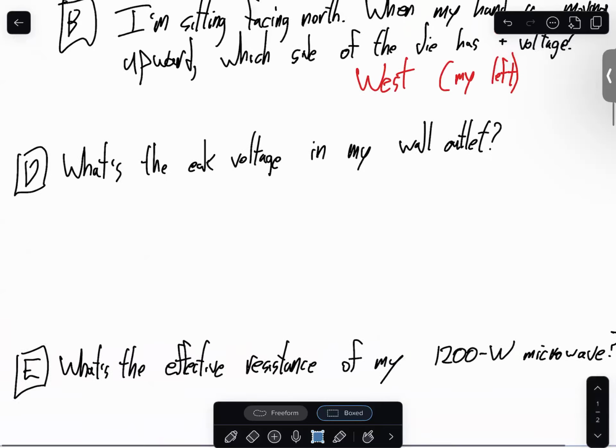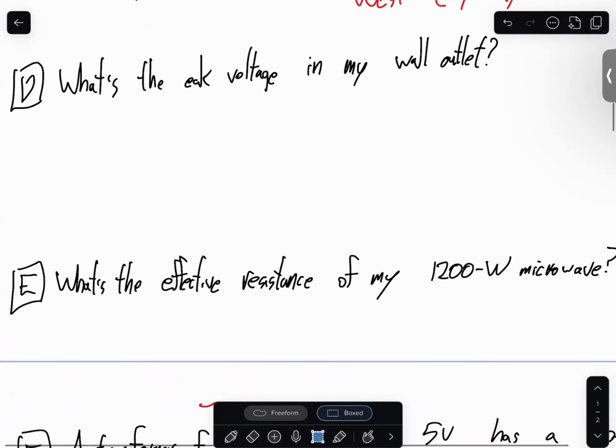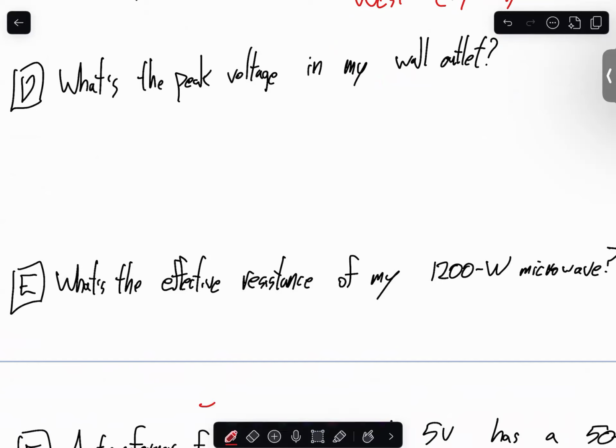Okay, what is the AC voltage in my wall outlet? The wall voltage of 120 is the RMS voltage. RMS voltage is one of the things that we used a whole bunch in that homework set and on that quiz, I think. So 120 equals RMS. What's the formula connecting RMS to peak?